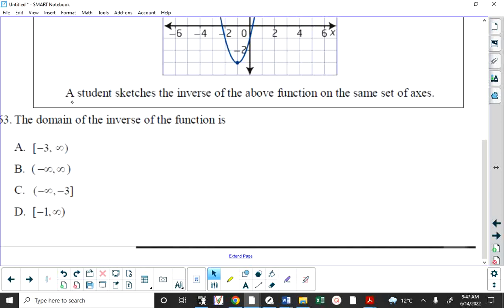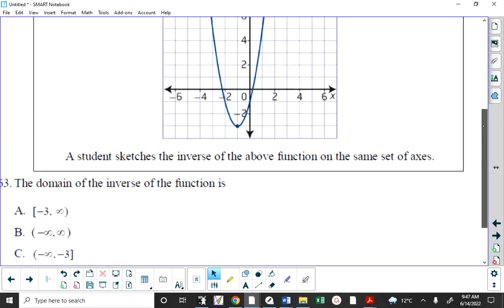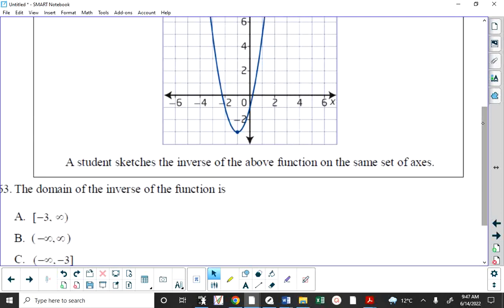I mean, if you want to take a look at what this thing will actually look like, it will look approximately like this if you were to start swapping all of the x, y's, or if you were to reflect it in the line y equals x, it would look like that.